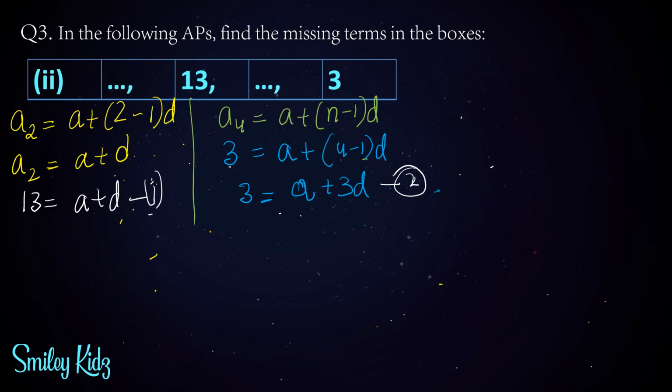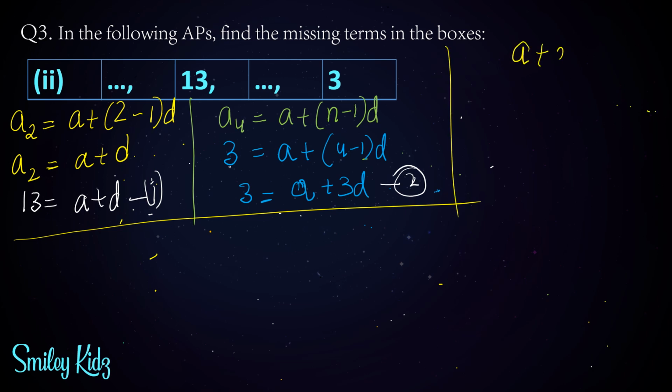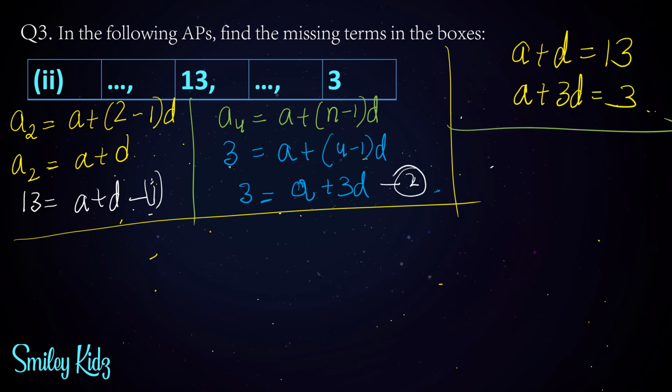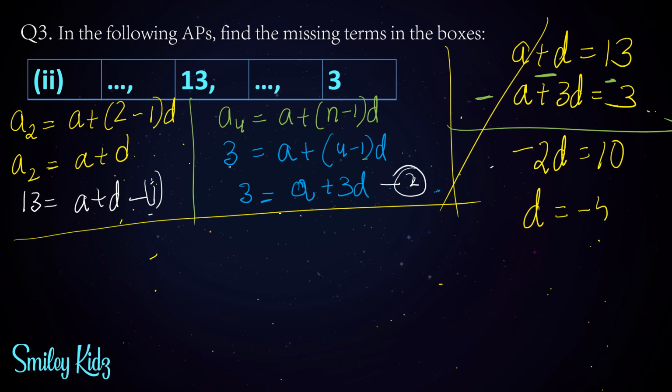Let's try it out. Now, I'm going to use equation number 1 and 2. A plus d is equal to 13. Then a plus 3d is equal to 3. Now I'm going to subtract them. Right? The signs get changed. Alright. So here a gets eliminated. We'll be left with minus 2d is equal to 10. And the value of d turns out to be minus 5. This is how we found out the value of d. That is, the common difference is minus 5.